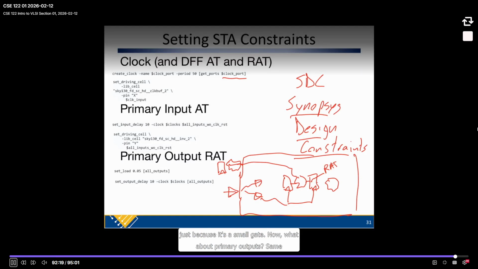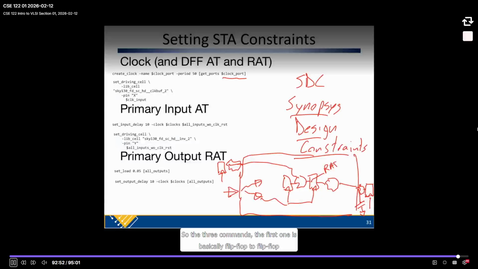Now, what about primary outputs? Same idea applies. Let's say we have logic here going off chip. That's going to go to a flip-flop off chip with some delay here as well. And it's going to be related to the clock, the same clock, here, as here. And it's going to have some additional delay of 10. I'm also going to set a specific capacitance on this pin, because we know delays are related to the capacitance it has to drive.